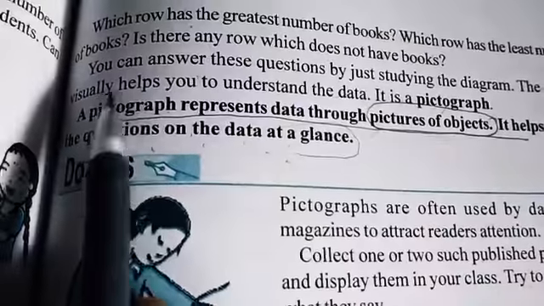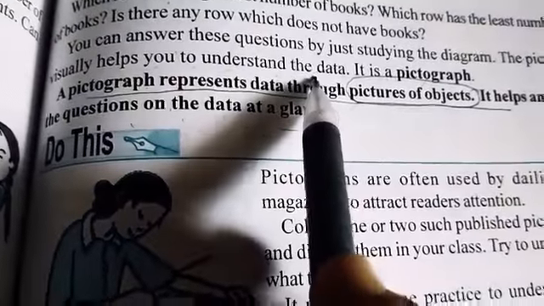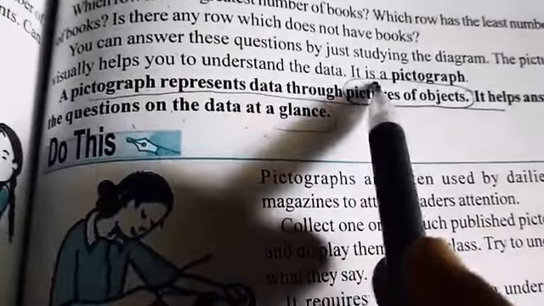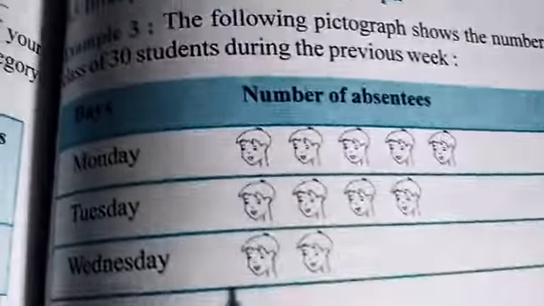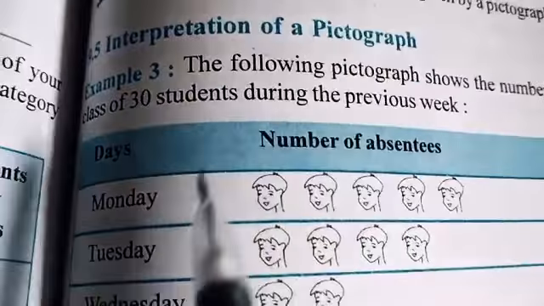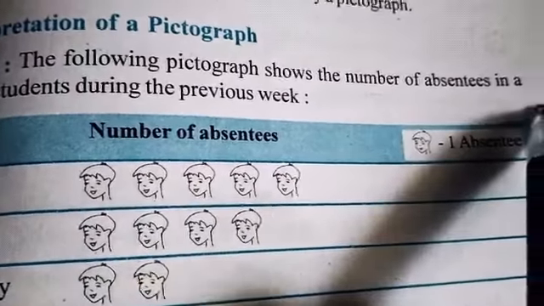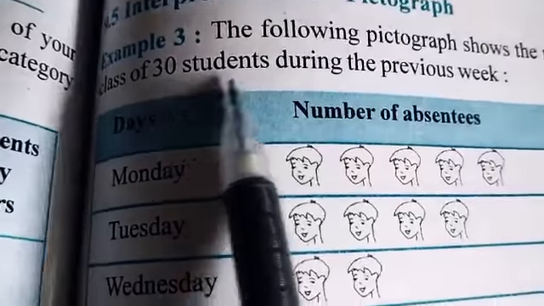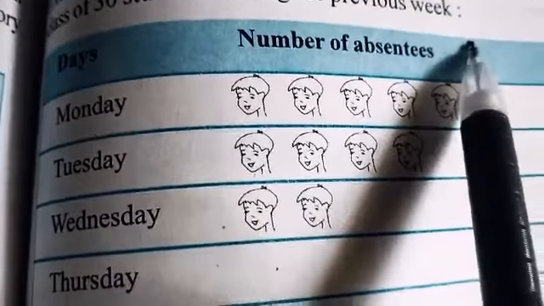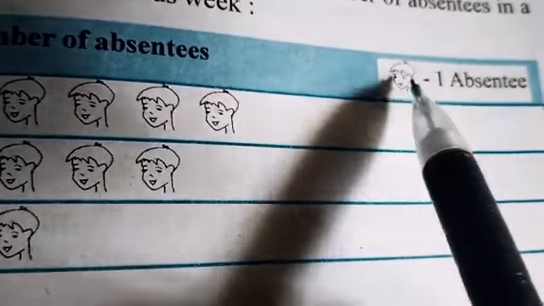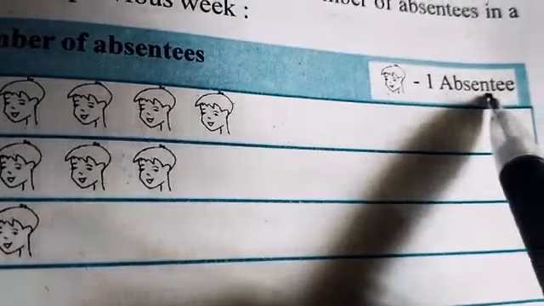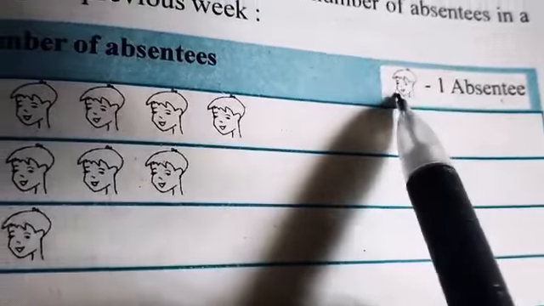This picture usually helps us to understand the data. Now we take one example of a pictograph, interpretation of a pictograph. There is the following pictograph showing the number of absentees in a class of 30 students during the previous week. So here in the pictograph, here is one boy. And one boy stands for what? 1 absentee. Right? So one boy is absent.